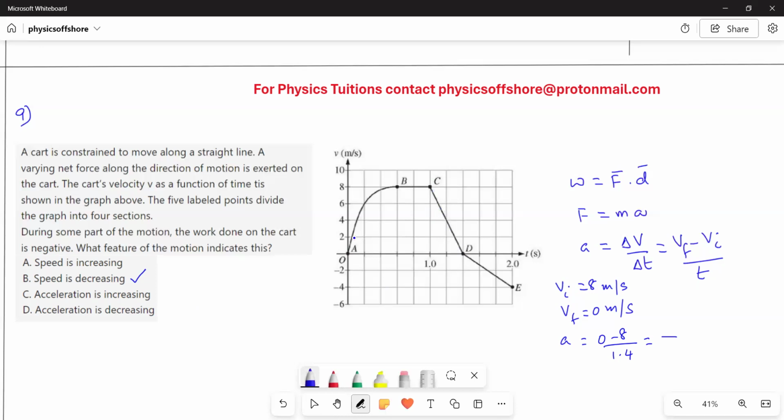From 0 to A, velocity is increasing. A to B is also increasing. And B to C, it is almost uniform velocity, or the velocity is the same. That means acceleration is equal to 0 here. And then here, the velocity is decreasing from 8 to 0. Other parts it is, but here the velocity is constant.